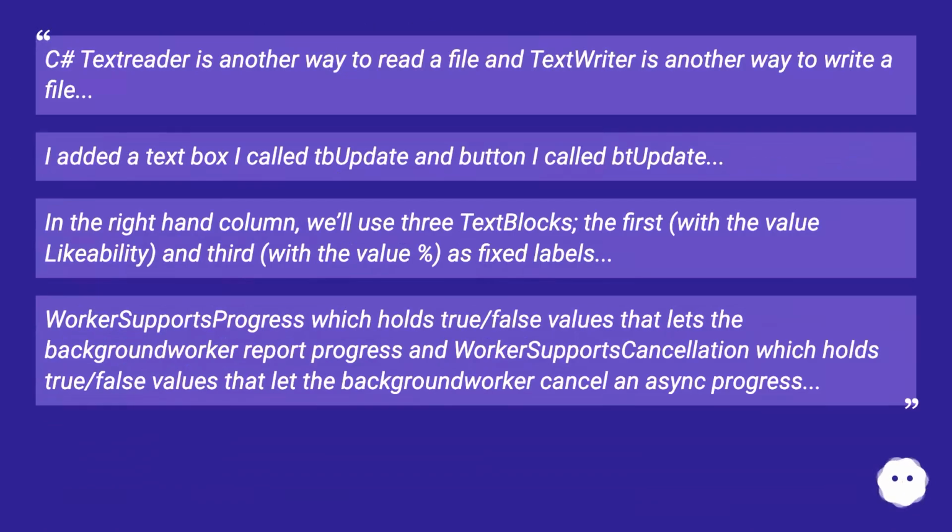C# text reader is another way to read a file and text writer is another way to write a file. I added a text box I called pubdate and button I called tubdate. In the right hand column, we'll use 3 text blocks, the first, with the value like ability, and third, with the value % as fixed labels. Worker supports progress, which holds true/false values that lets the background worker report progress, and worker supports cancellation, which holds true/false values that let the background worker cancel an async progress.